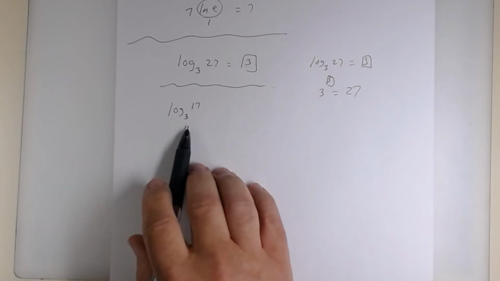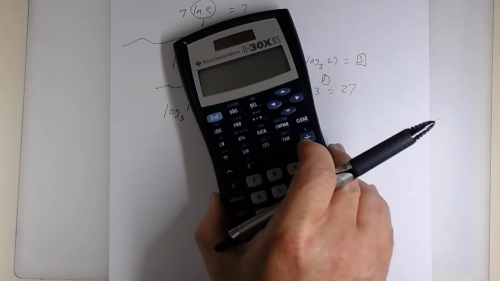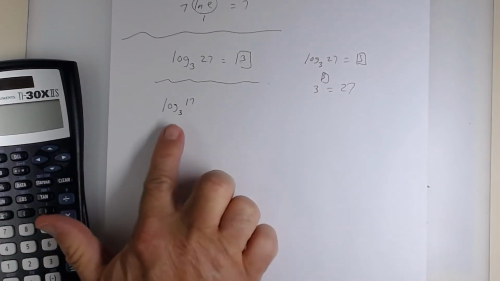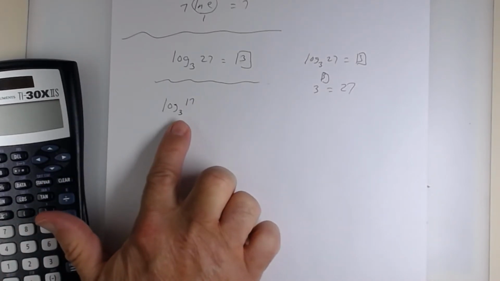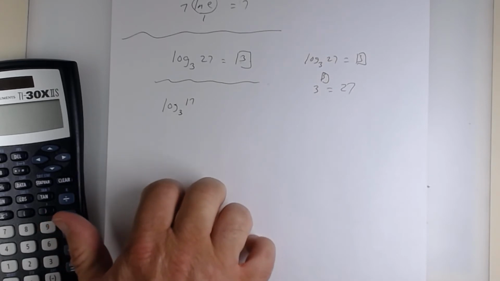So you see the base is 3, right? On your calculator, we talked about this. On your calculator, what bases does your calculator use in terms of logarithms? 10 or e. Your calculator uses base 10 or e. So given this, you can use your calculator to approximate what this is.